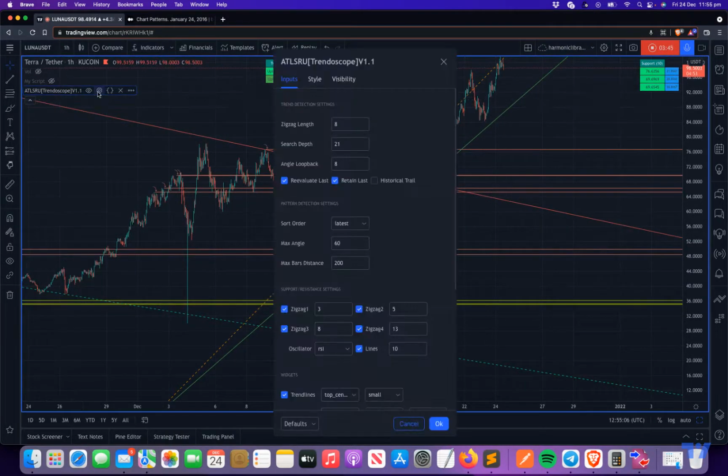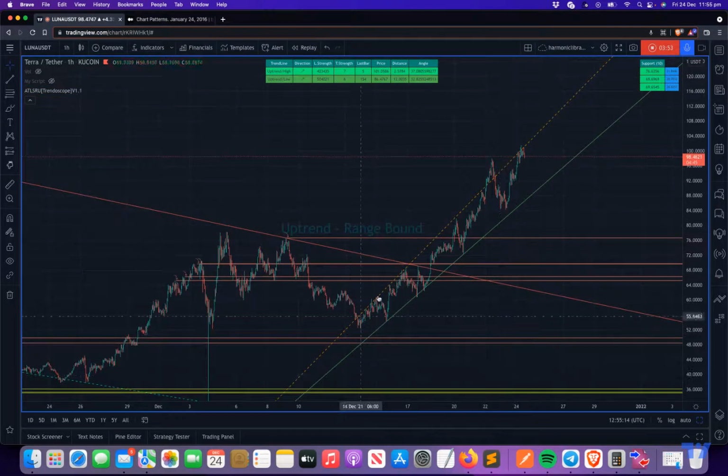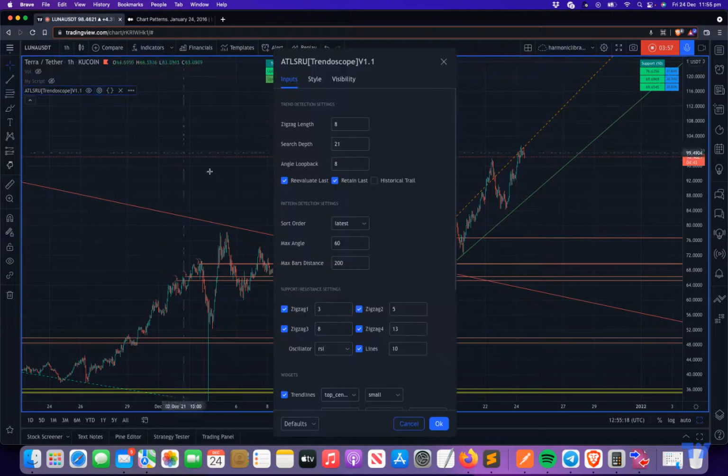And also we have a setting called max angle, so that a trend line with an angle of more than 60 is not shown, because it may be too steep and it may not make much sense. If you don't want this filter, you can change this. You can make it 90 so that all the trend lines are shown irrespective of what angle they are in. And I'll uncheck the retain last.